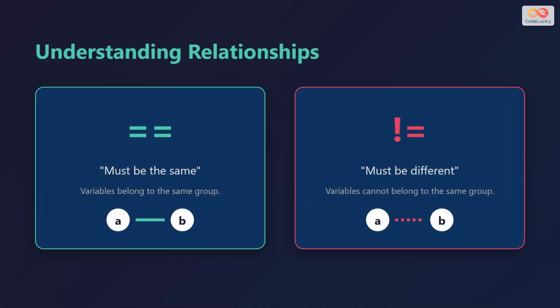To solve this, we need to understand what these symbols really mean structurally. The double equals sign implies a connection. It means two variables belong to the same group or set. The not equals sign implies a separation. It is a strict rule that prevents two variables from being in the same group. We can visualize variables as nodes and these relationships as edges.